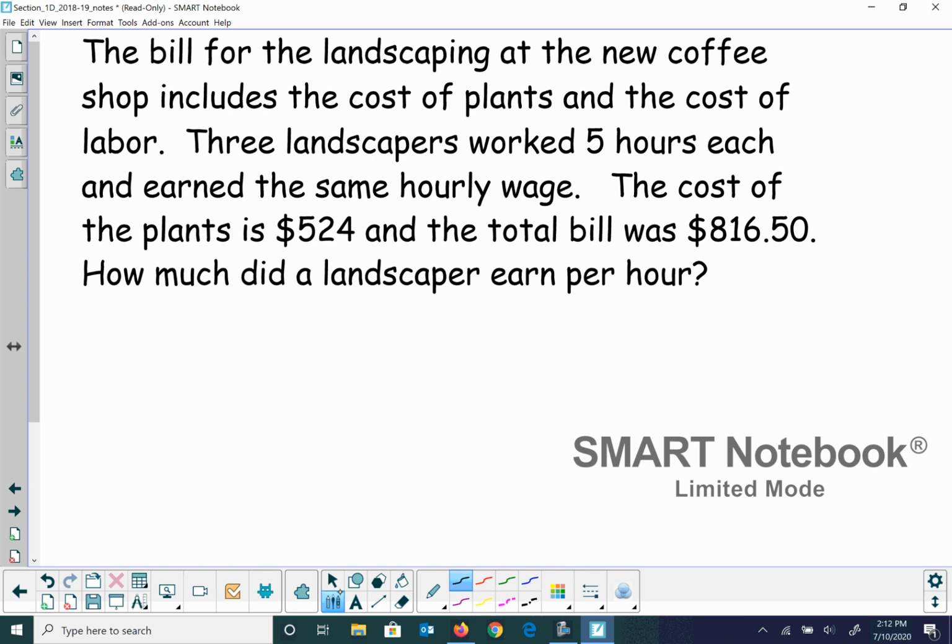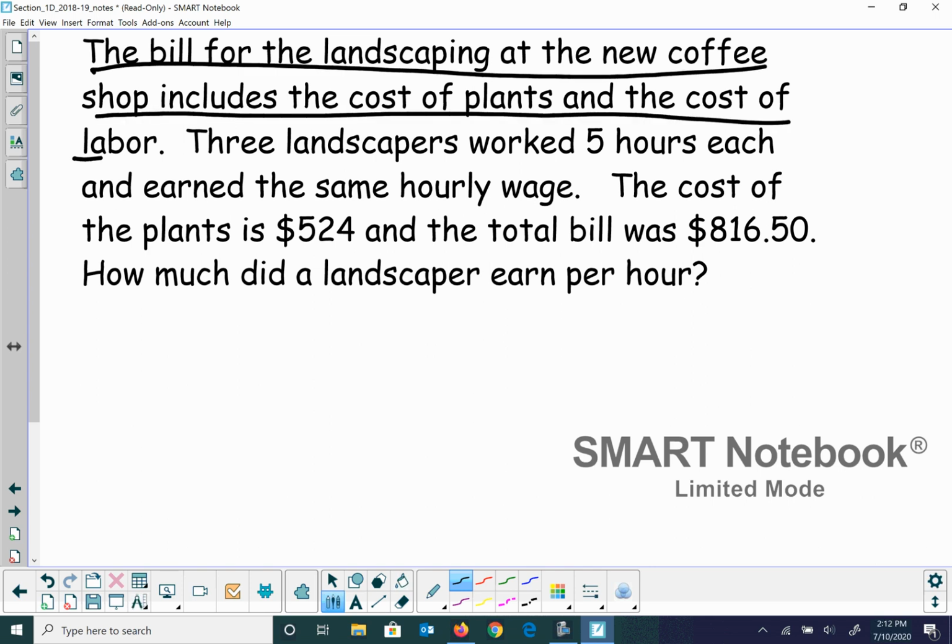Okay, so let's think about what we have here. There's information here that we really don't need. This is just getting us set on a story. So then we talk about 3 landscapers, call them 3L. They all worked 5 hours each, and they earn the same hourly wage, which is nice. So someone's not making more than somebody else. So we should go on. The cost of the plants is $524.